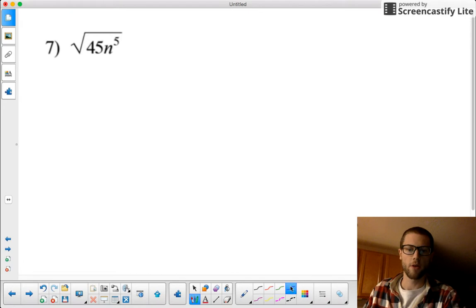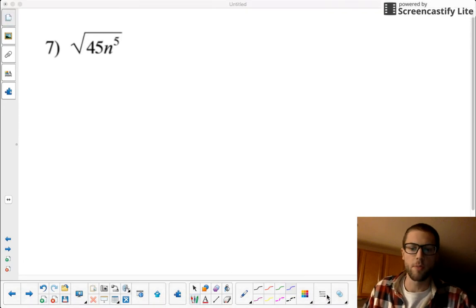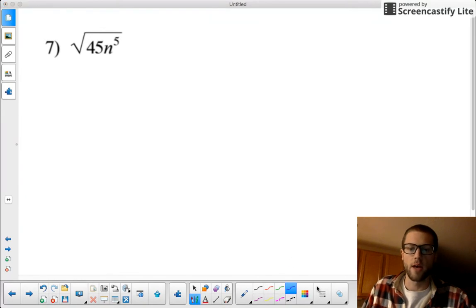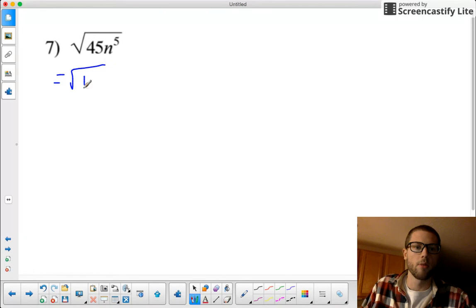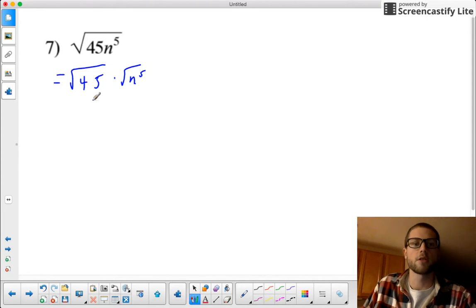All right, for this problem here, what we're going to do is we're going to simplify this radical, the square root of 45n to the fifth. And for simplicity's sake, I'm going to treat this like two separate problems here. I'm going to split up my normal numbers and my variables. And let's first address simplifying the square root of 45.